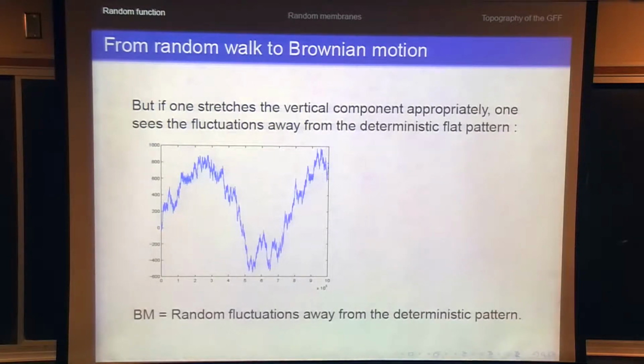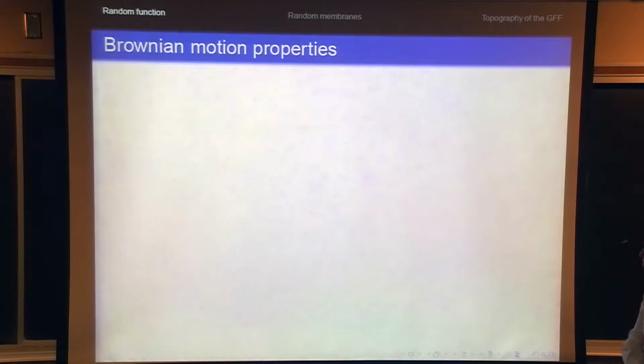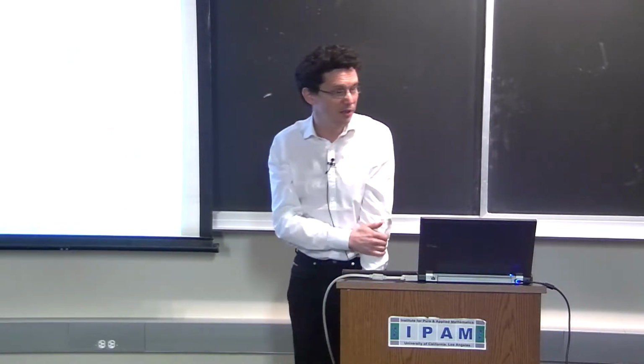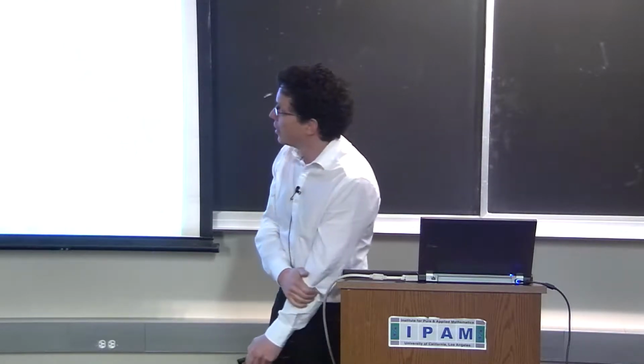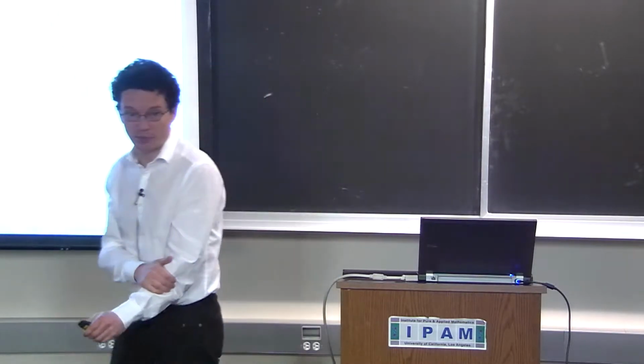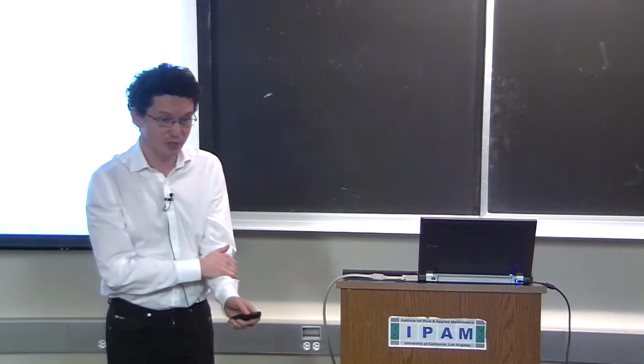Now, I just want to list a few things about Brownian motion that I would like to remind you of. So the first one is that it's a Gaussian object. It has Gaussian random variables.